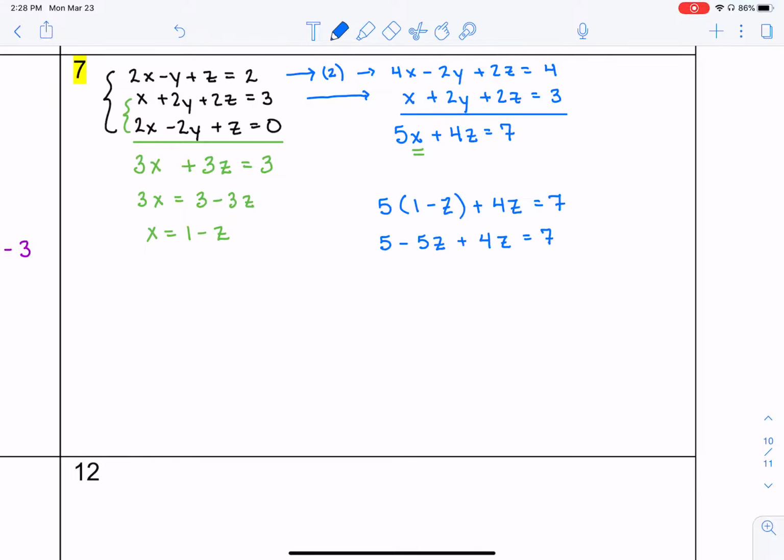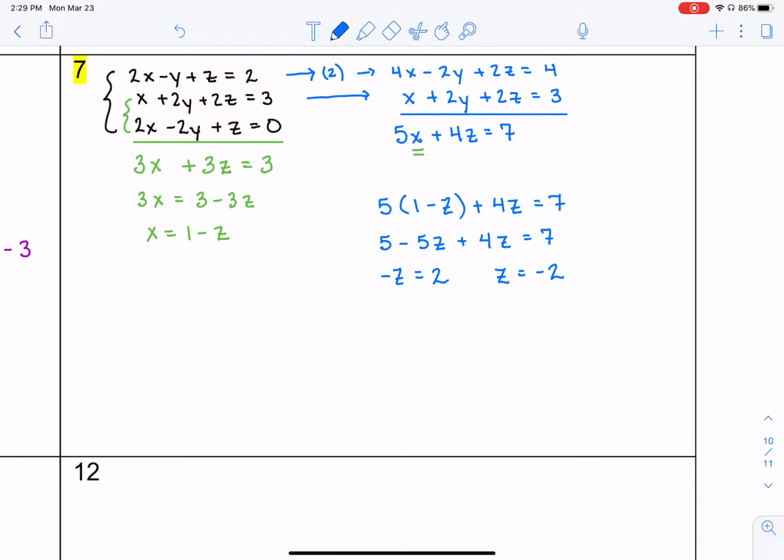Okay, and when I combine those together, I get a negative z. I subtract the 5 over, and I get positive 2. Negative z equals 2, which means that z must equal negative 2. Okay, so I have my first one solved.